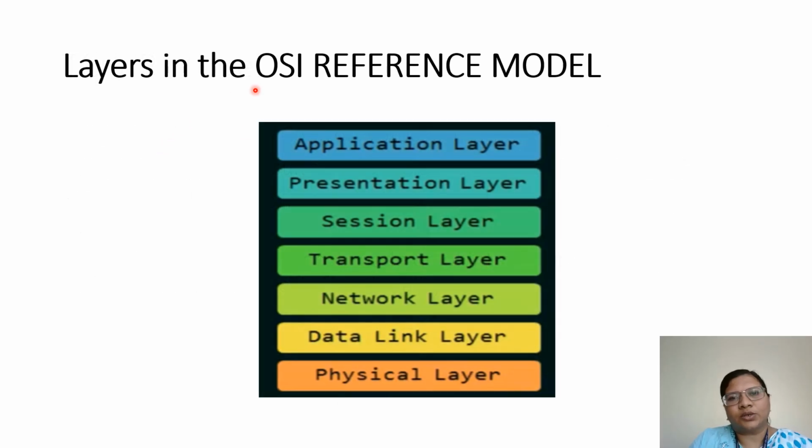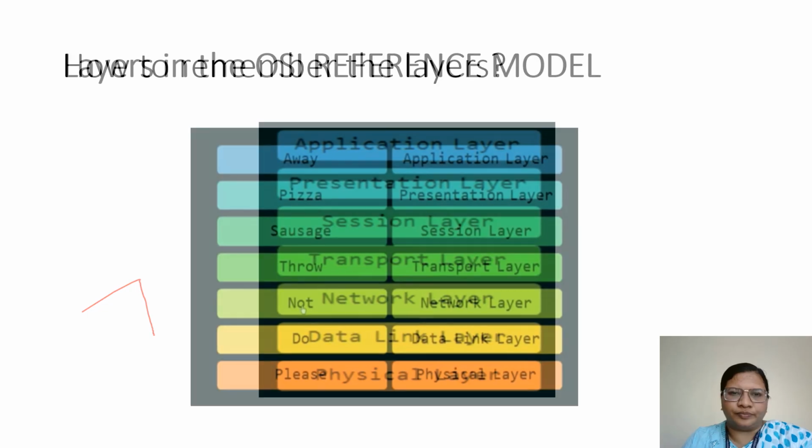These are the layers in the OSI reference model. There are 7 layers in the OSI reference model. How many layers in this OSI model? There are 7: application layer, presentation layer, session layer, transport layer, network layer, data link layer, and physical layer. We will see each and every layer.